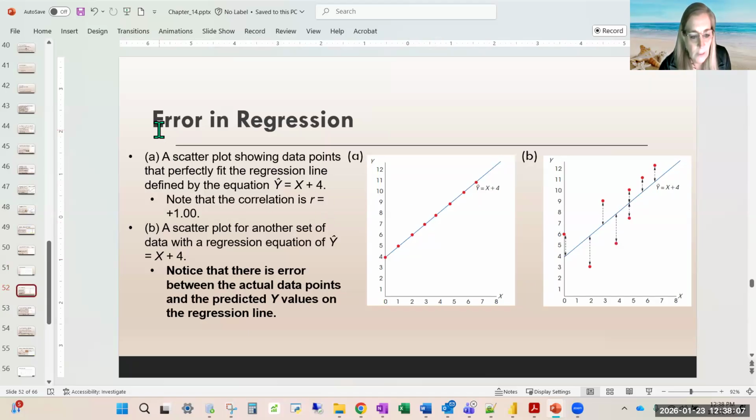All right, error in regression. How do we calculate? So we have a scatter plot showing data points in A that perfectly fit the regression line defined by the equation y hat equals x plus 4. Note that the correlation is r equals 1, perfect relationship. B, we have a scatter plot for another set of data with a regression equation of y hat equals x plus 4, but notice there is error between the actual data points and the predicted y values on the regression line. So we don't have a perfect correlation here, but we have the same formula. What do we do now?